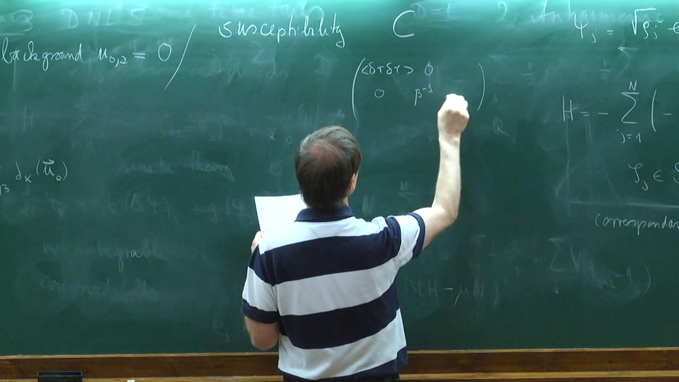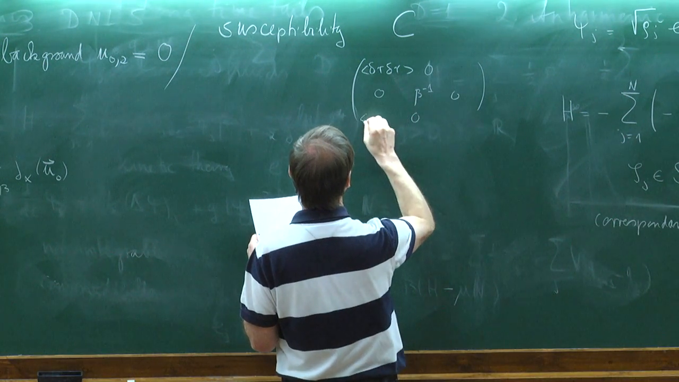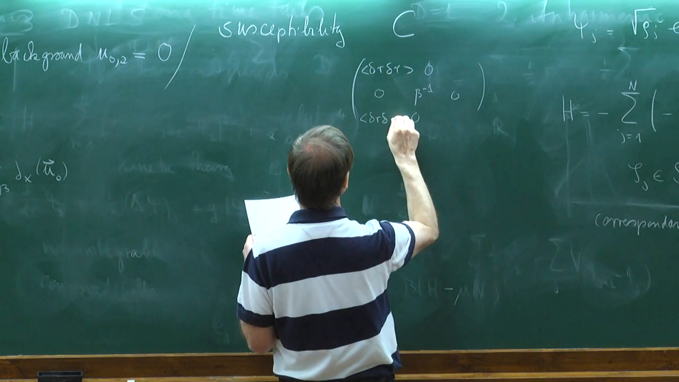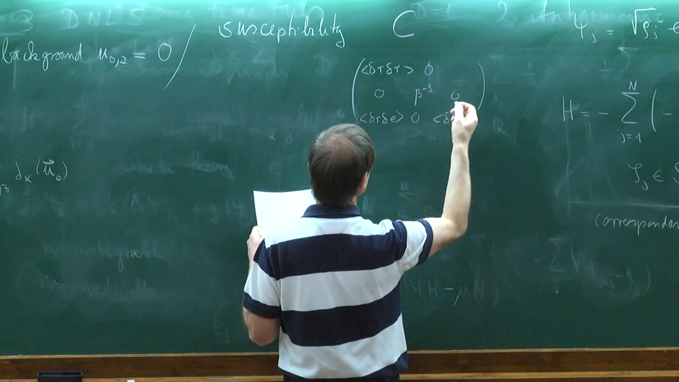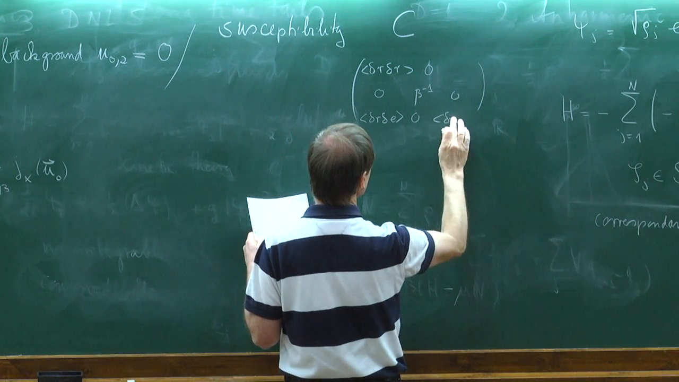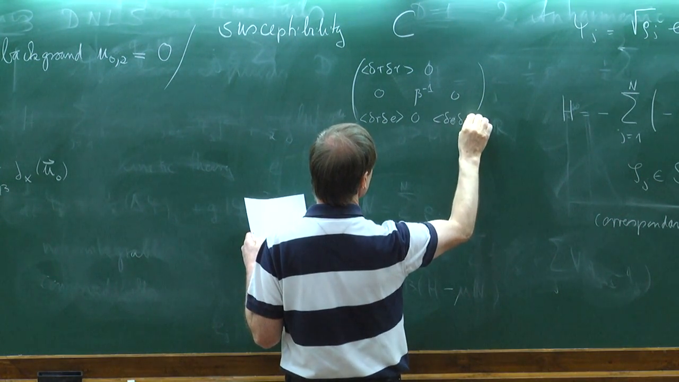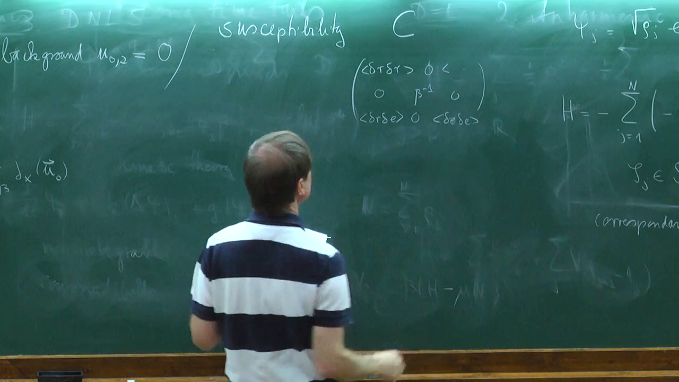Okay, so here you have all zeros, and then you have these cross correlations, fluctuations in R and fluctuations in the energy. Here you have the fluctuations. So these are second derivatives of your free energy, right? So it's a symmetric matrix.